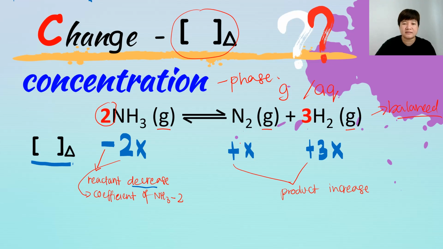And over here, why is that 1x? Because the coefficient of nitrogen is 1. Why is that 3x? Because the balanced coefficient of hydrogen gas is 3. So the number that you have in front of your x will depend on the balanced chemical equation. Whether it's positive or negative will depend on whether it's a reactant or product. Reactant always decreases, product always increases. Okay, simple. So it's very important for you to have a balanced chemical equation.